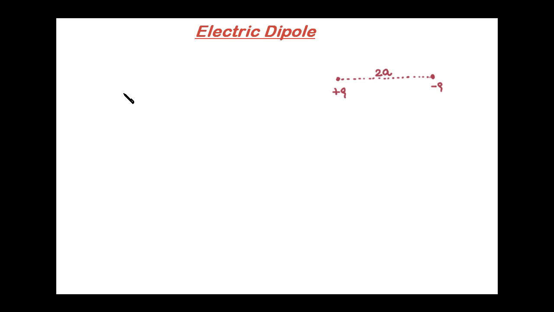This tutorial is about electric dipole. So electric dipole is a pair of equal and opposite charges plus q and minus q separated by a distance 2a apart. Now by convention, the direction from charge minus q to charge plus q is said to be the direction of the electric dipole, and the midpoint of location of the charges minus q and plus q is called the center of the dipole.